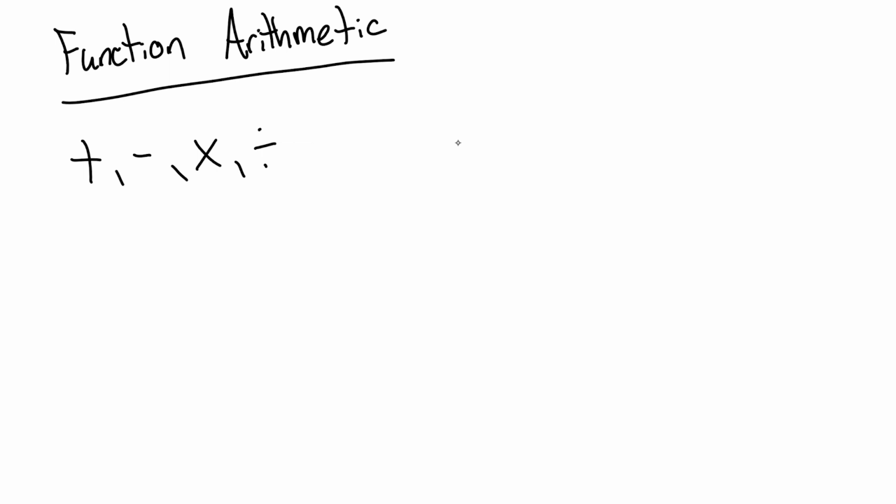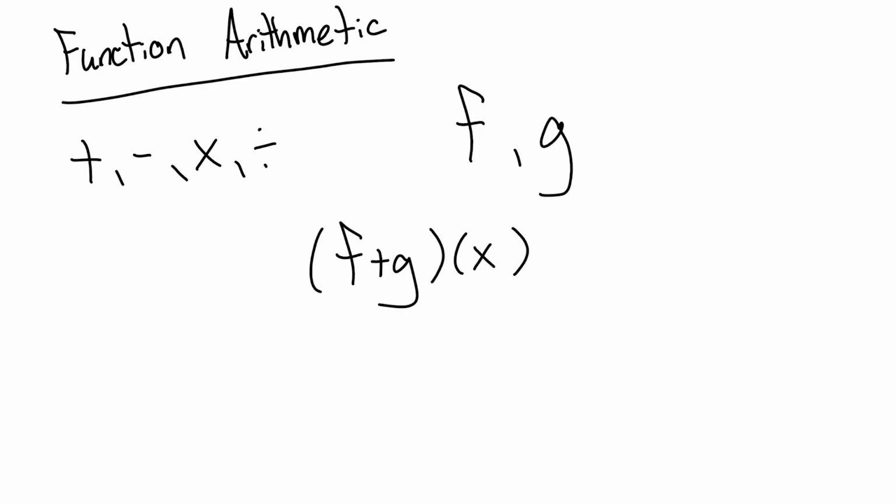Okay. So if we have a function f and a function g, or maybe we'd say f of x and g of x, then f plus g of x is a new function where we've added f and g together. This is defined as simply f of x plus g of x. So all we have to do is take the functions and add them together.